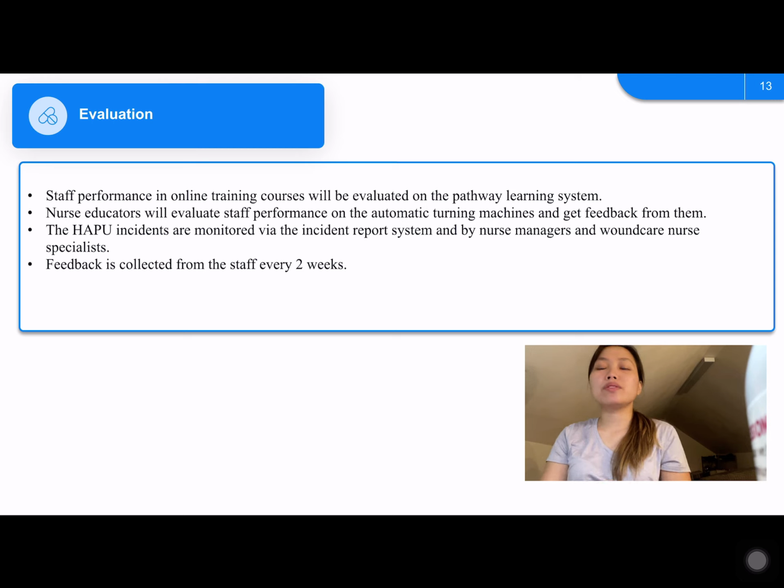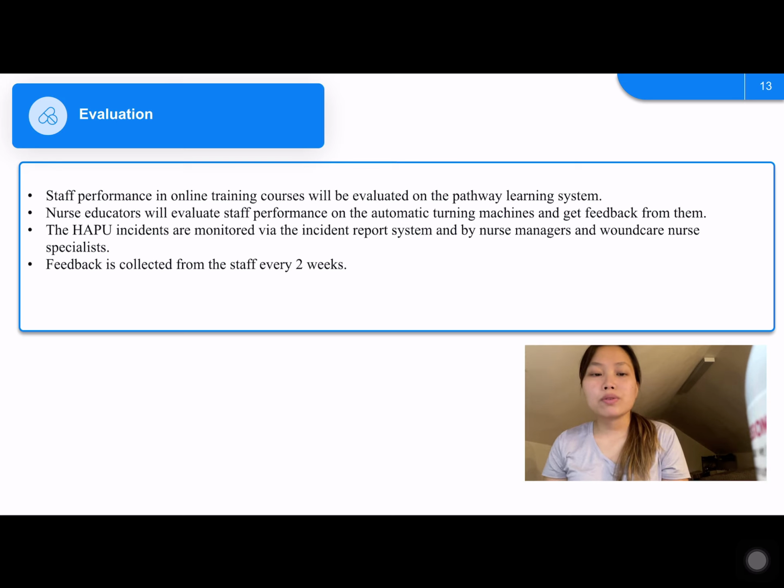So how are they able to evaluate the process? I would say the outcome expected is that every team member will be excited about the proposal for the first phase. In phase 1, the staff performance in the online training course will be evaluated on a pathway learning system, and it is mandatory, so the nursing staff have to take that class online. The nurse educator will evaluate staff performance on the automatic turning machine and get feedback from them. They will individually educate them and practice on the machine before they are certified and able to use the machine.